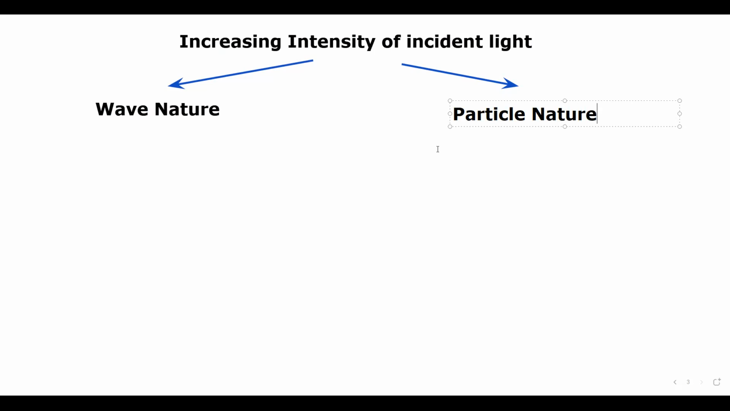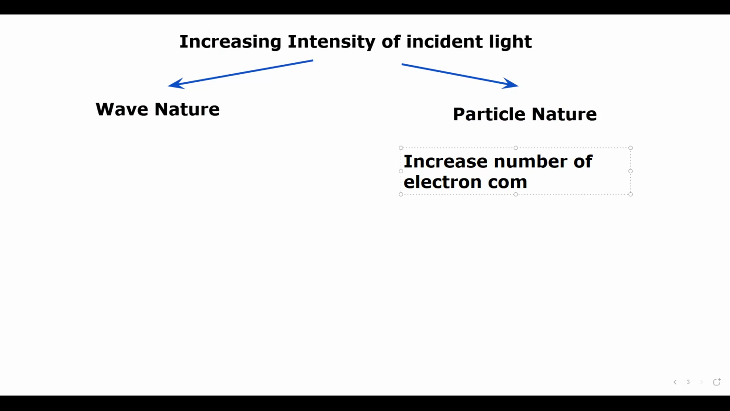So if the light has a particle nature and we increase the intensity, it means we will increase the number of electrons coming out from the metal, or we can also say the current will increase, but the kinetic energy will remain the same. There should be no change in kinetic energy.